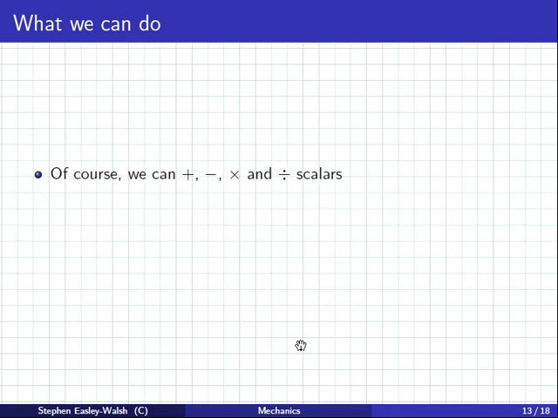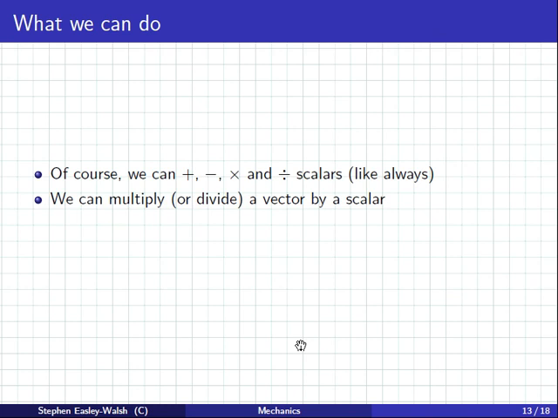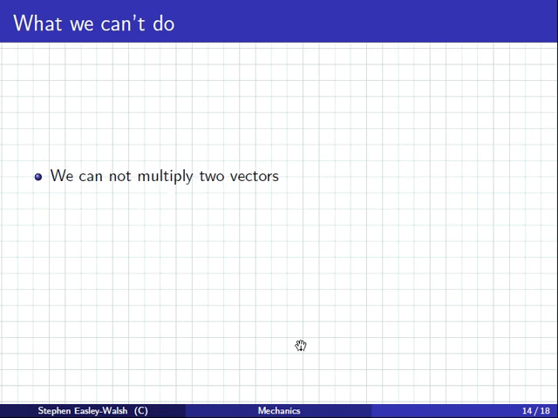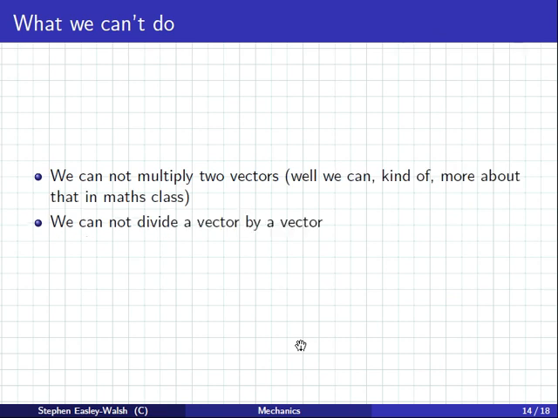of course we can plus, minus, multiply and divide scalars. Can we multiply or divide vectors by a scalar? Yes, we just looked at that. Can we add or subtract vectors? Yes, we use the vector triangle. We cannot multiply two vectors. Well, not yet anyways. We'll talk about that later. And we can never divide a vector.